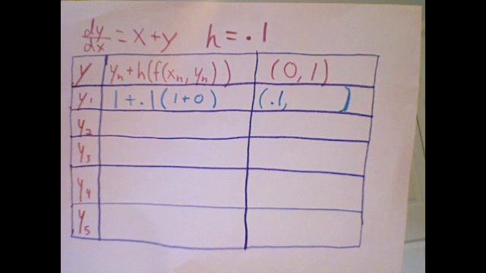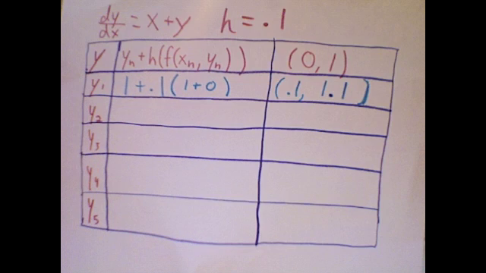We know the x value has to go up by 0.1 each time because the h value is 0.1, so the x value for this point is 0.1, and the y value is all of that expression to the left added together, which is 1.1. Now we must repeat the process until the x value of 0.5 is reached.